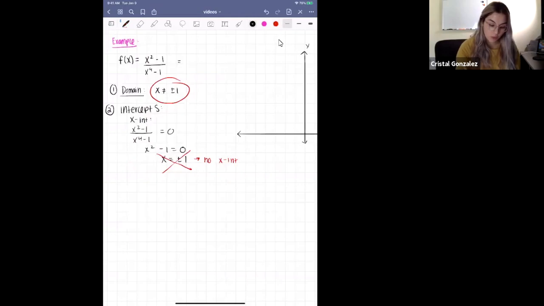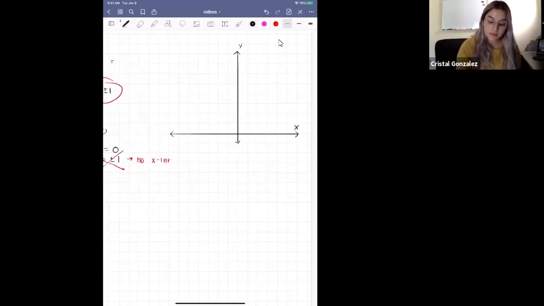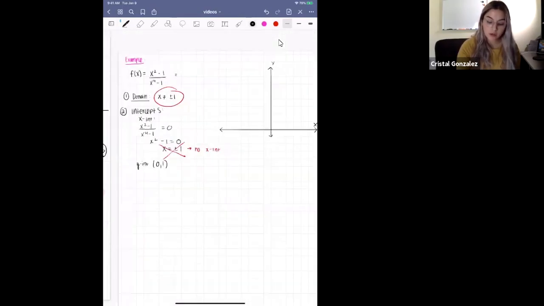And so for our y-intercepts, what we need to do is set x equal to 0. So we'll make this 0 and we'll make this 0, which will cause your y-intercept to just be negative 1 over negative 1, which means that it's just 1. So your y-intercept is 1. So that means that this one here is 0, 1. Which is good because now that tells us that we have a point at 0, 1.